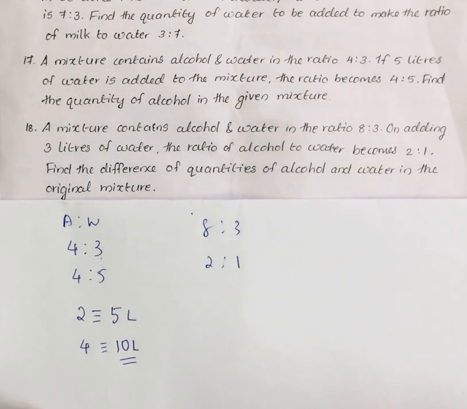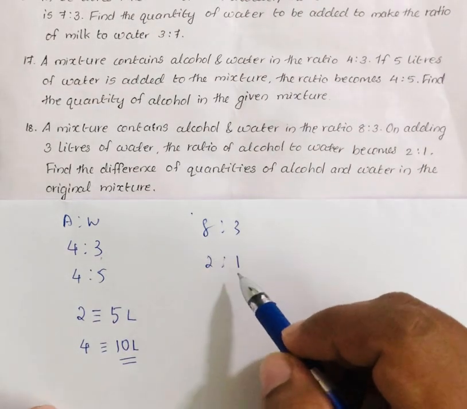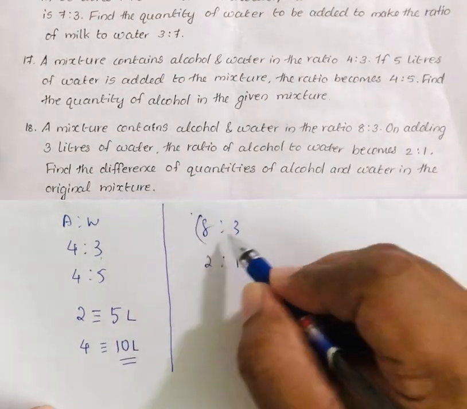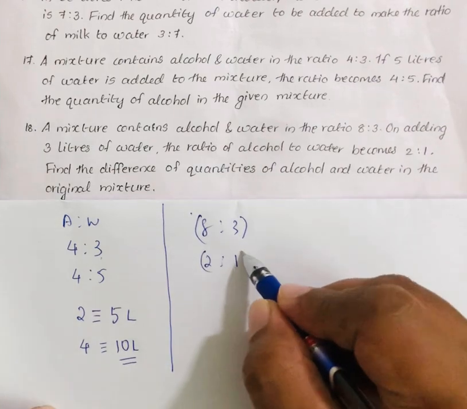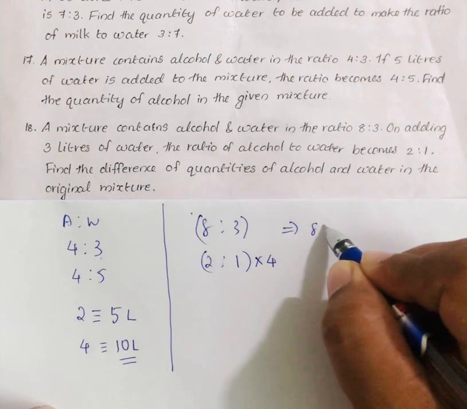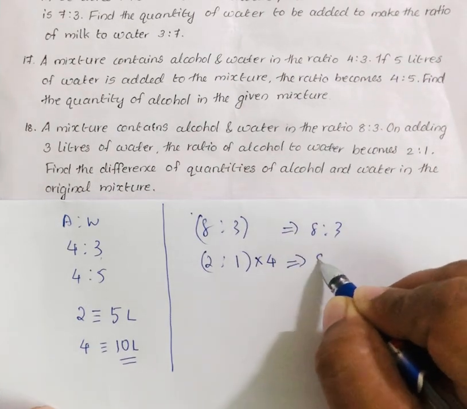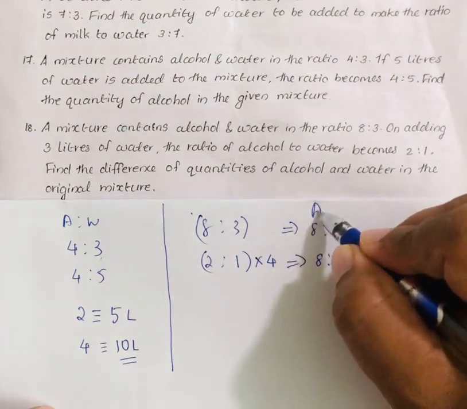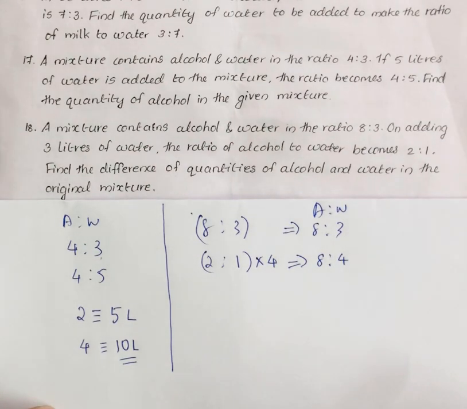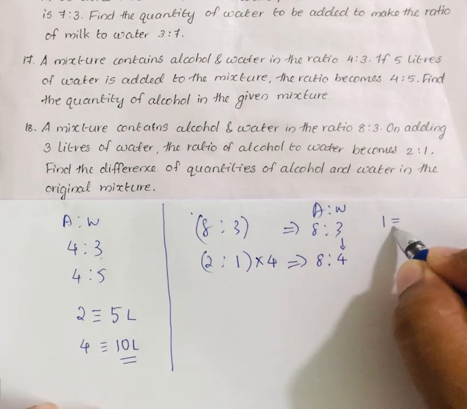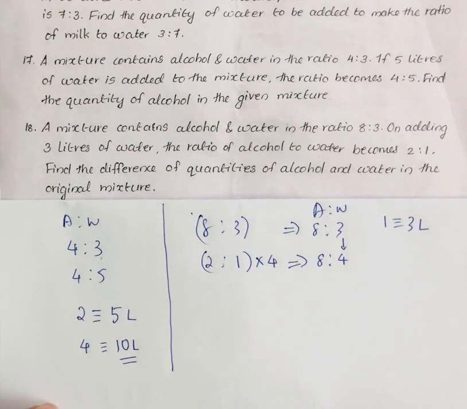2:1. So here, since the alcohol term is not same, we have to make it same. Okay, so what we do, this you need not multiply with any number. Here I have multiplied with 4. So the ratio becomes 8:3 and here 8:4. That is, the alcohol to water initial ratio is 8:3. On adding 3 liters of water, the ratio becomes 8:4. So from 3 to 4, 1 part will be 3 liters.